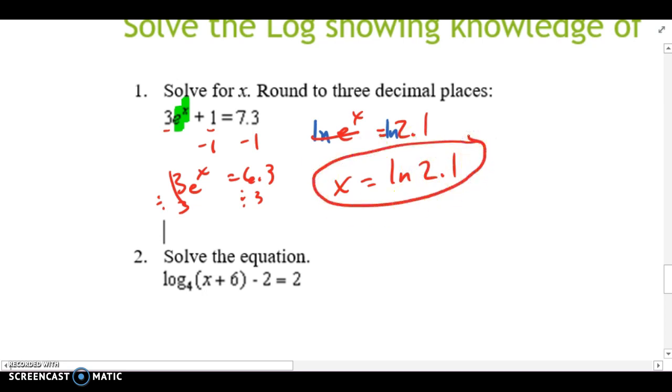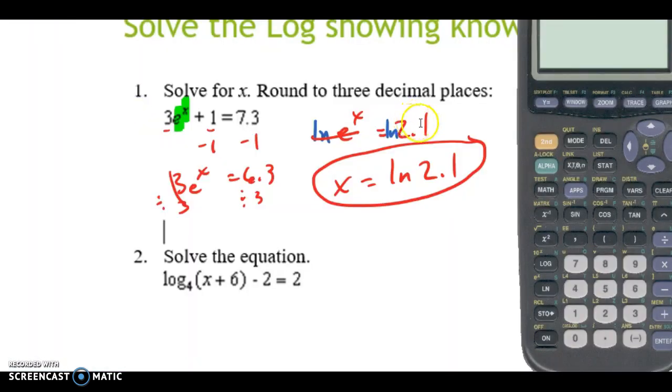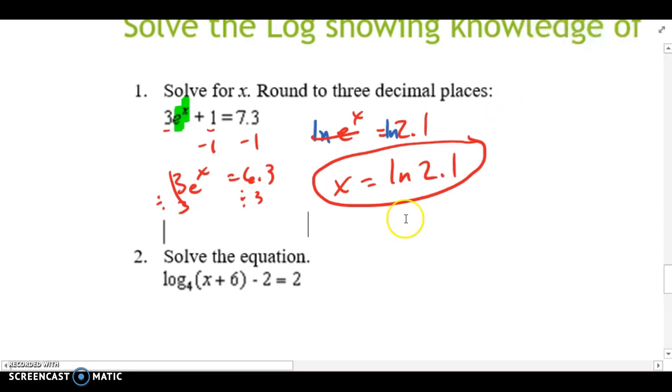I would like to go farther if we could. I'd like to show you how to make sure we know what that means. Right? I just don't want to use ln 2.1. It's that we want to actually know what it means. So let's go ahead and press the ln button, 2.1 on our calculators, and we get 0.742. And we can substitute this in and check our work.